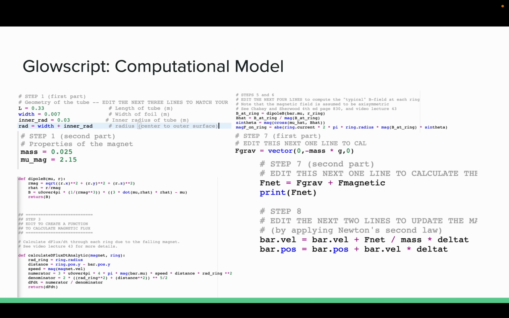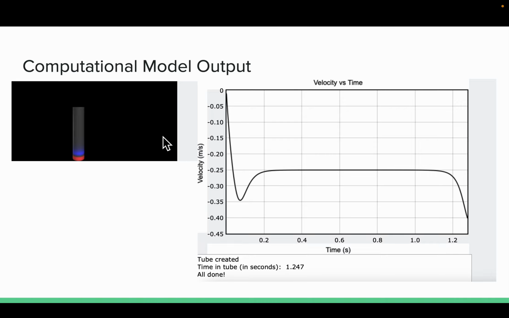So this is the computational model here, the GlowScript model. As you can see, I just put in the values here, and then here we're defining the B field, and then here we're defining magnetic flux. Here we're defining the gravitational force, the net force, and then the velocity of the bar and the position of the bar. And this is what the output showed.